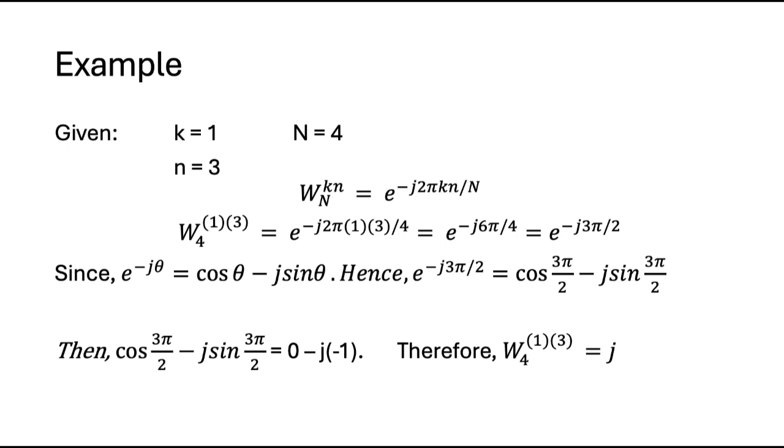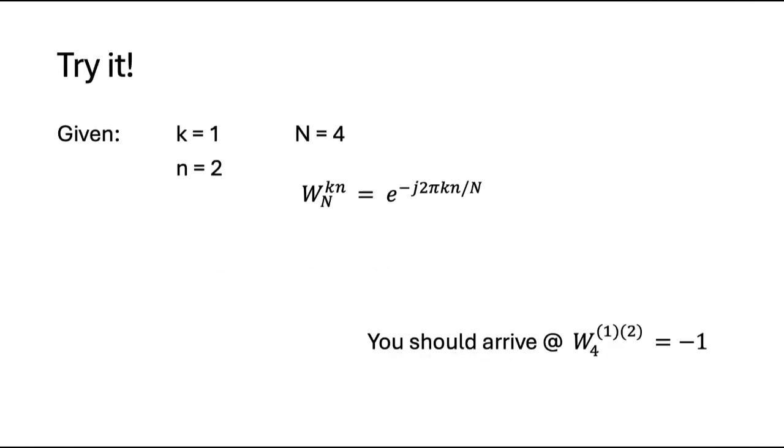Notice the pattern of the workflow. Substitute, reduce the angle, apply Euler, read cosine and sine off the unit circle, simplify. That 5-step sequence is identical for every twiddle factor you'll ever evaluate. Only the numbers change. This time, try it out.